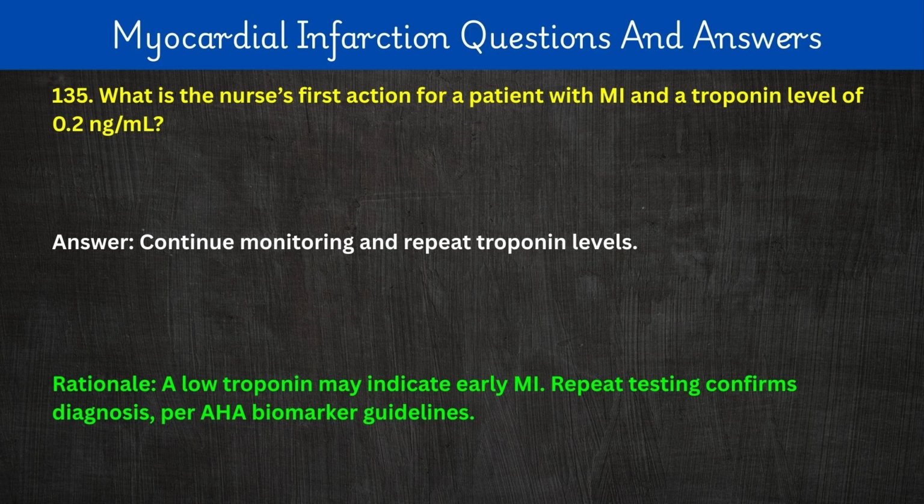135. What is the nurse's first action for a patient with MI and a troponin level of 0.2 nanograms per milliliter? Answer. Continue monitoring and repeat troponin levels. Rationale. A low troponin may indicate early MI. Repeat testing confirms diagnosis, per AHA biomarker guidelines.